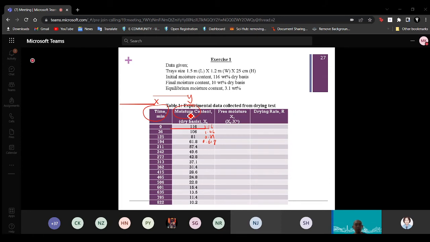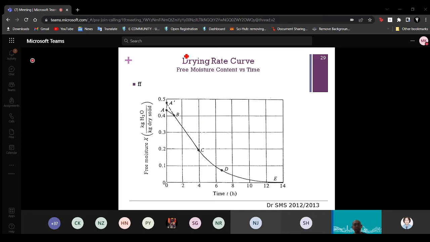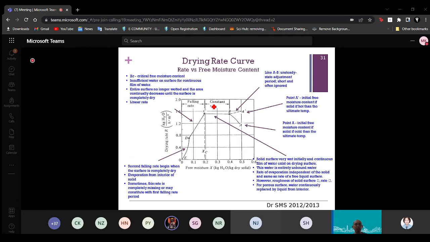All right. So the final goal, they have two final goals here. For this exercise, we will plot what we call free moisture content versus time. So this is time, this is free moisture content. That is a fraction, not a percentage. And after that, we're going to transform it into this graph. This is what we call the drying rate curve. It's rate versus free moisture content.